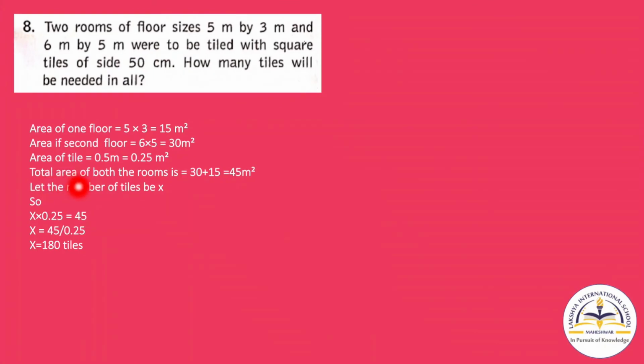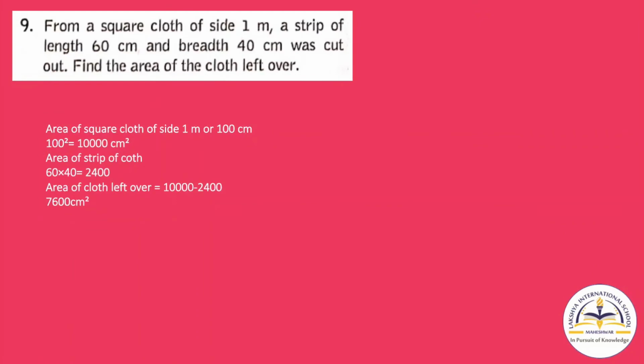Now the total area of both the rooms is 30 plus 15, that will be equal to 45 meter square. Now let the number of tiles be x. So x multiply 0.25, the area of tiles, will be equal to 45. Then 45 will be divided by 0.25, then we will get the answer, that is 180 tiles. Now question number 9, you have to solve in the same manner.